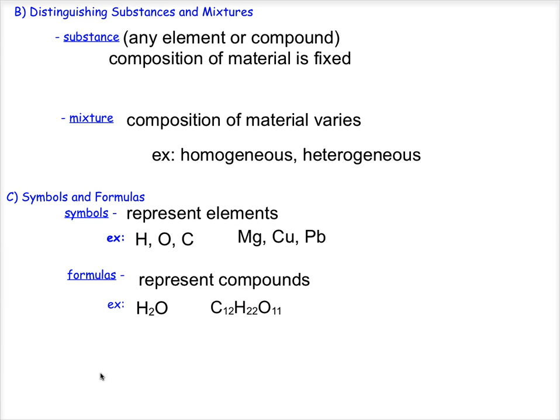Here's another chemical formula, C12H22O11. If you take 12 carbons, 22 hydrogens, and 11 oxygens, and you stick those together with a particular type of bonding, you will have a sucrose molecule. That's table sugar. Okay, so these are chemical formulas, and they represent a molecule of a chemical compound.